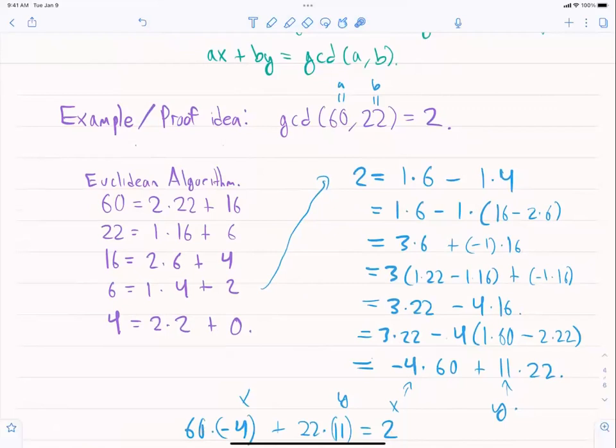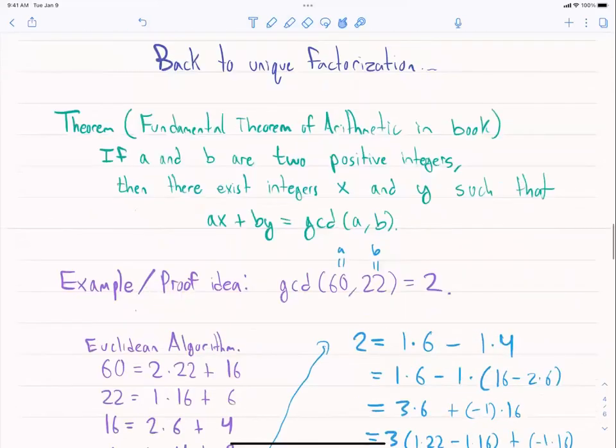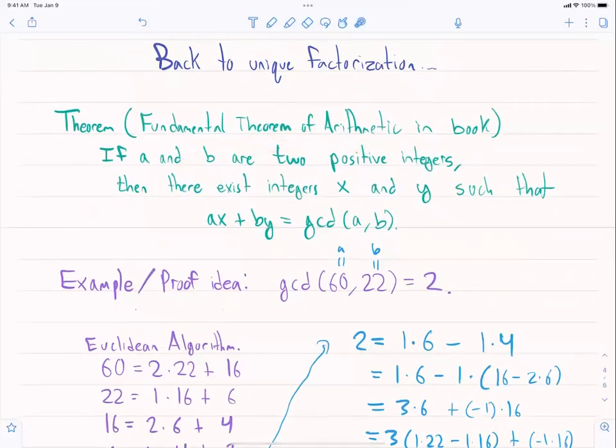But it should be pretty clear now that if you just do the Euclidean algorithm for computing the GCD and unfold in this way, no matter what a and b are, you're always going to be able to do this to find a solution. So that's why the statement of this fundamental theorem of arithmetic is true.